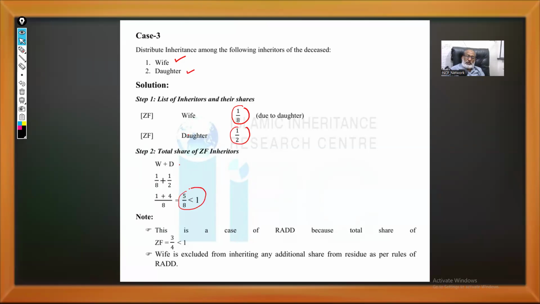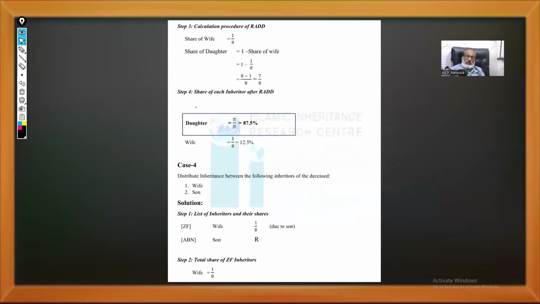That is the case of Radd. If the wife is present, the predefined share will go to the wife and the rest of the amount will go to the daughter. So 7 by 8, that is 87.5% share, will go to the daughter. If we take the son in place of the daughter, the son will be the residuary and the wife is the primary heir.